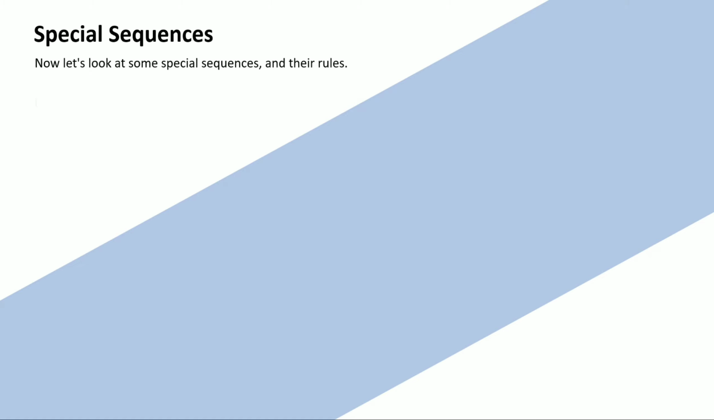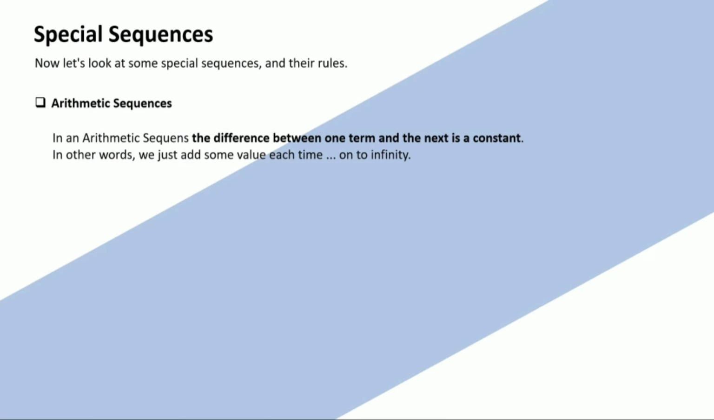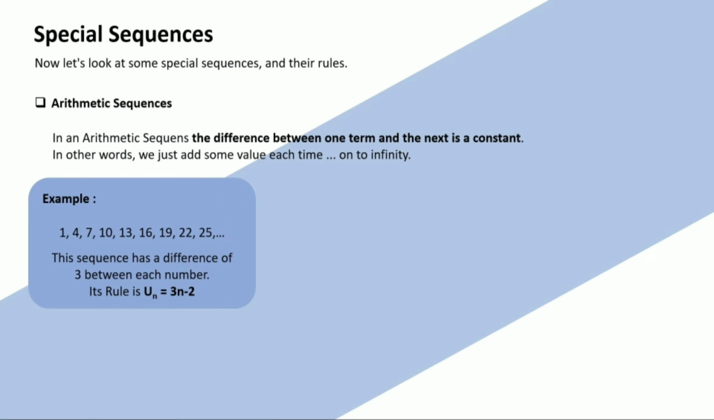Now, let's look at special sequences and their rules. First, we have the arithmetic sequence. In an arithmetic sequence, the difference between one term and the next is constant. In other words, we just add some value each time on to infinity. For example, 1, 4, 7, 10, 13, 16, 19, 22, 25, and so on. This sequence has a difference of 3 between each number. Its rule is Un equals 3n minus 2.